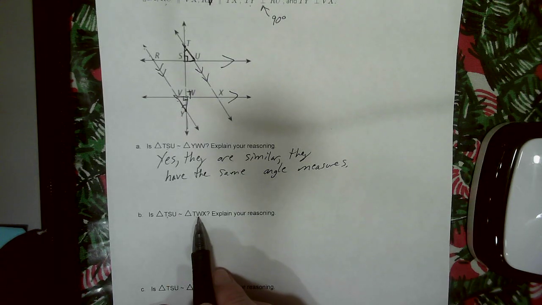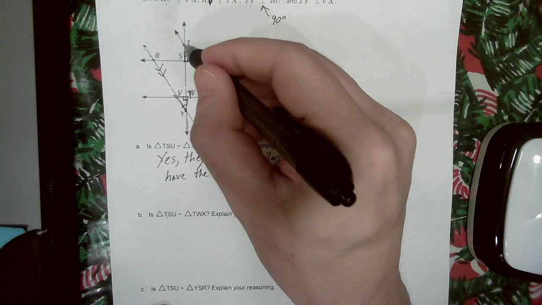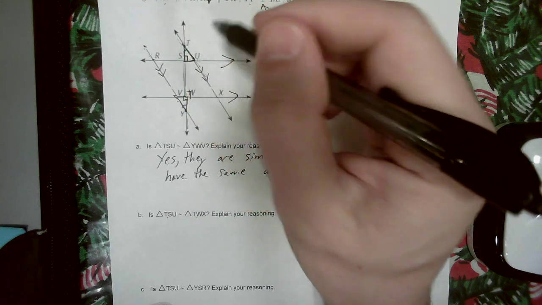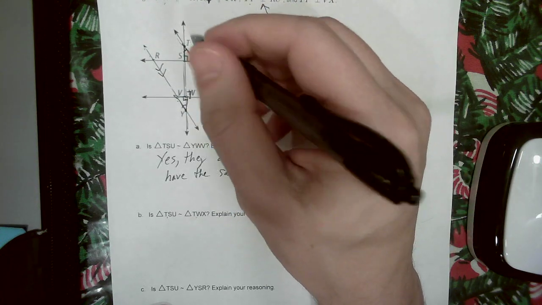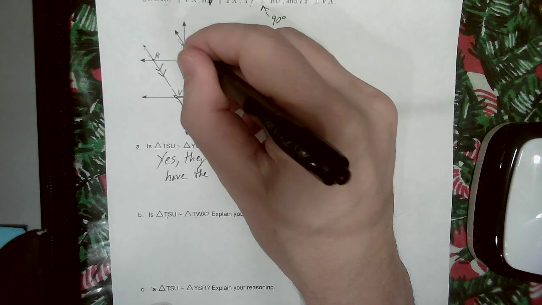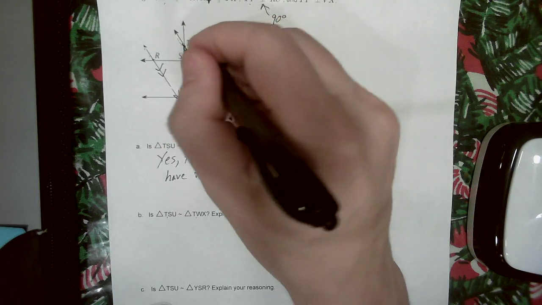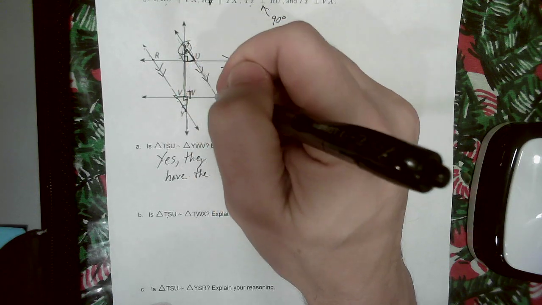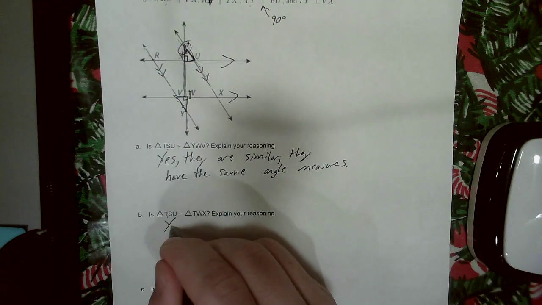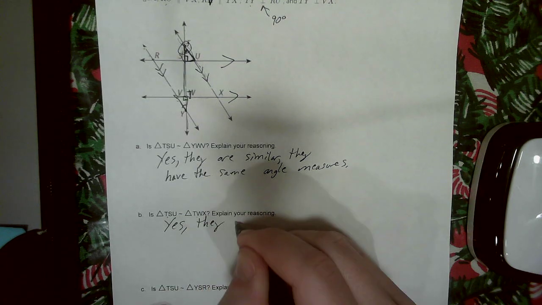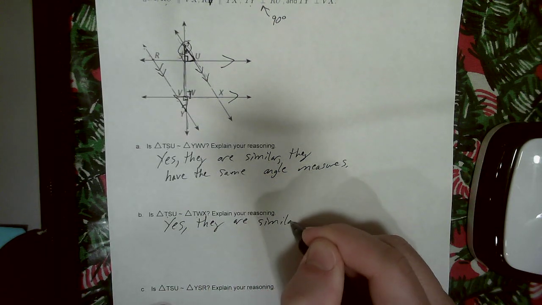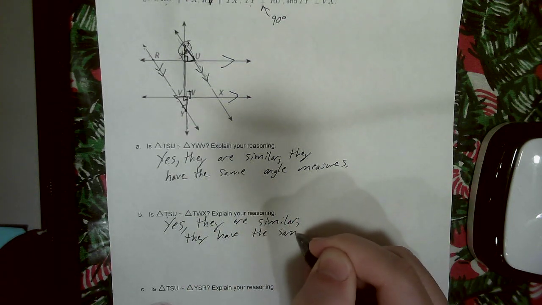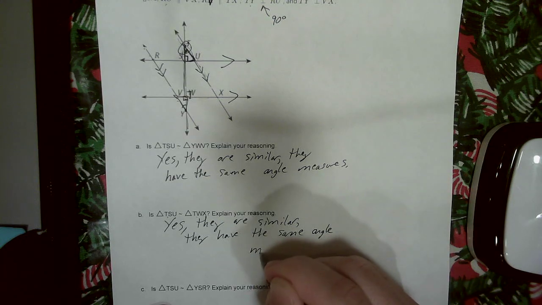Is TSU similar to TWX? So TWX. Now I'm looking at this larger one. Okay, so they both have a 90-degree angle. Right? And they both share this angle at the top. This angle is the same for both the little triangle and the big triangle. So that means the third angle has to be the same. So again, we can say yes, they are similar. They have the same angle measures.